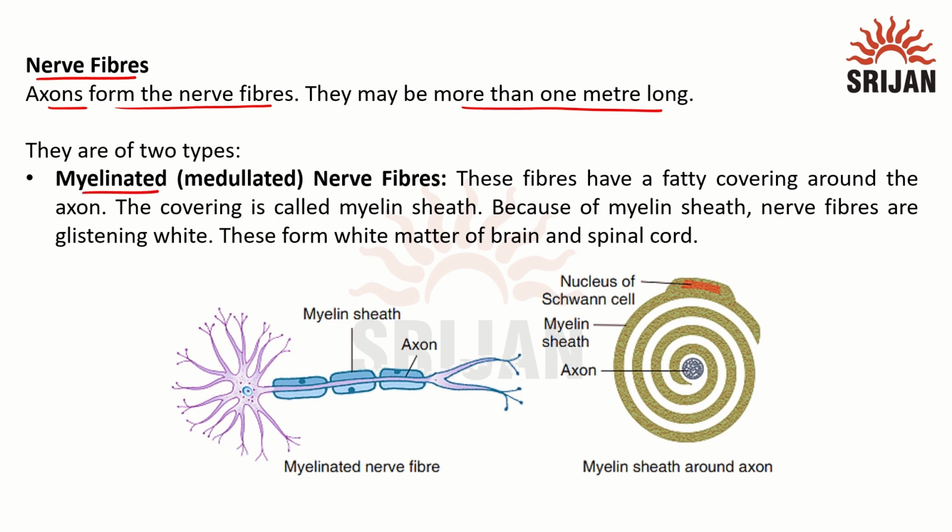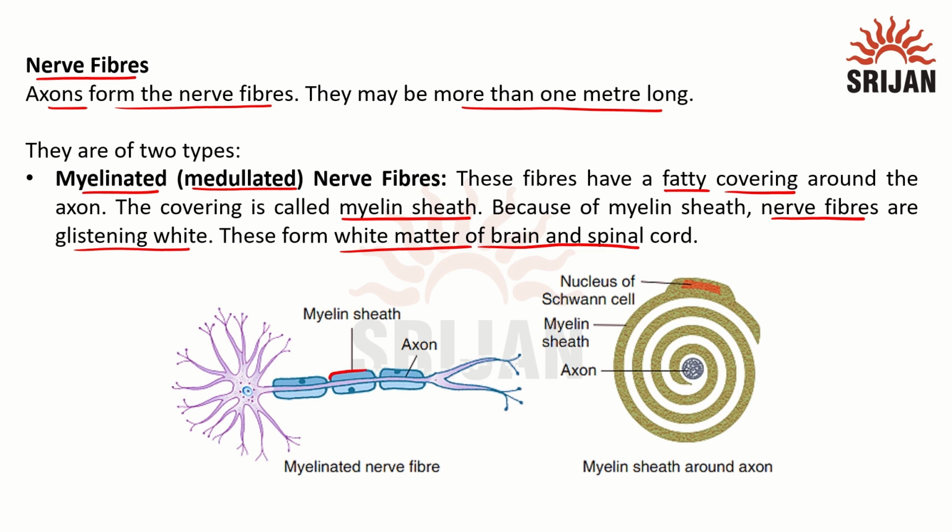One is myelinated or medullated nerve fibers. So, they have fatty covering around the axon. This is known as myelin sheath. Because myelin sheath is present, these nerve fibers are glistening whitish in color. These form the white matter of brain and spinal cord.